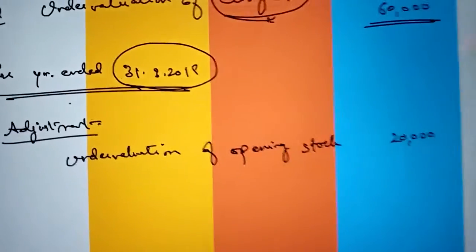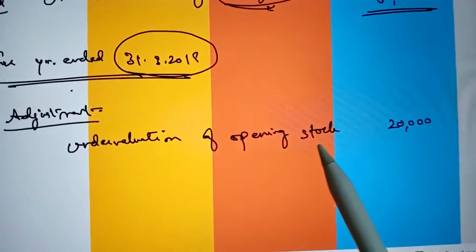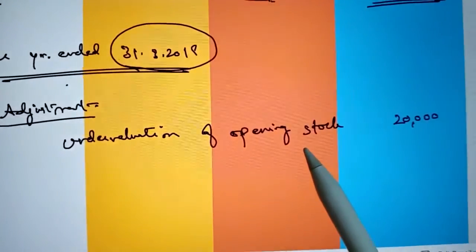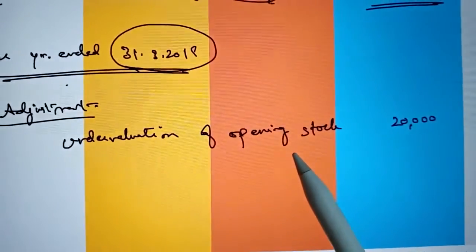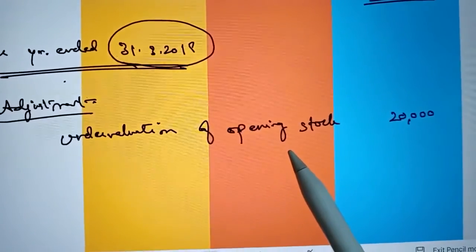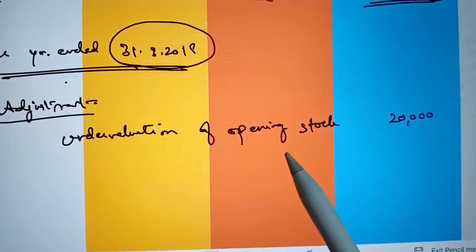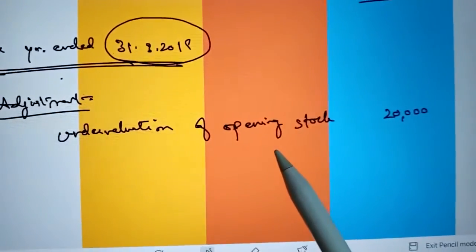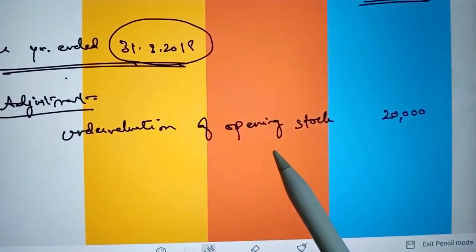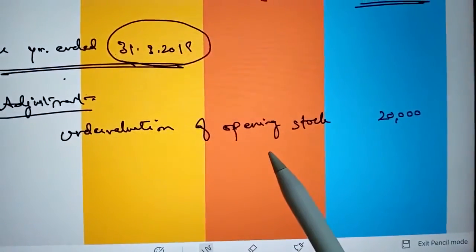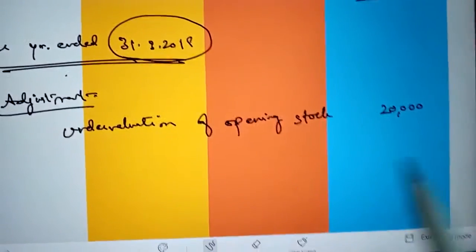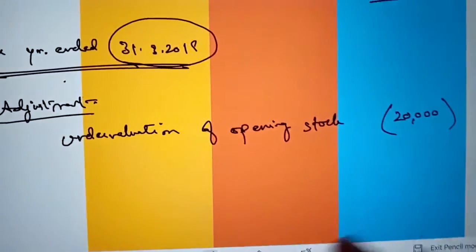Because the undervaluation of opening stock means the cost is shown less, so here it means that the profits are shown more here than the exact profits, actual profits. So if the profits are shown more, it should be deducted. It should be written in a bracket.